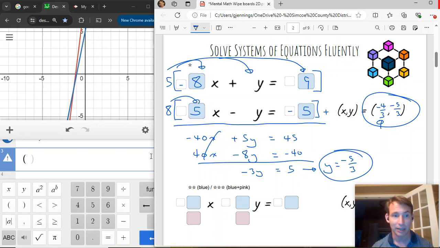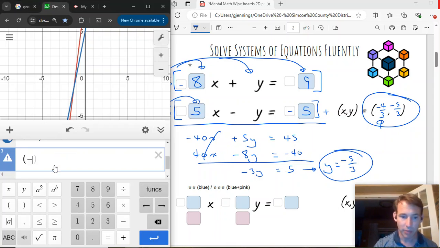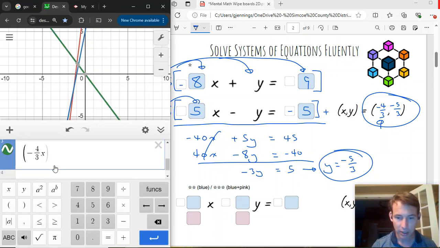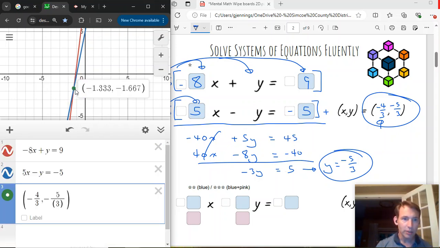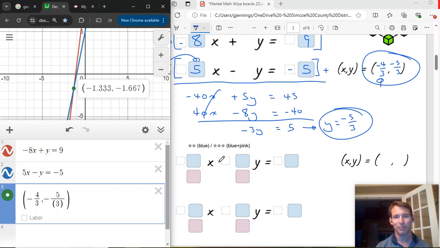Just type it in exactly like that. So that would be minus 4/3 is x, and minus 5/3 is y. And then I can notice that that point exactly lands where those two lines cross, so we banked it. We got the perfect solution.